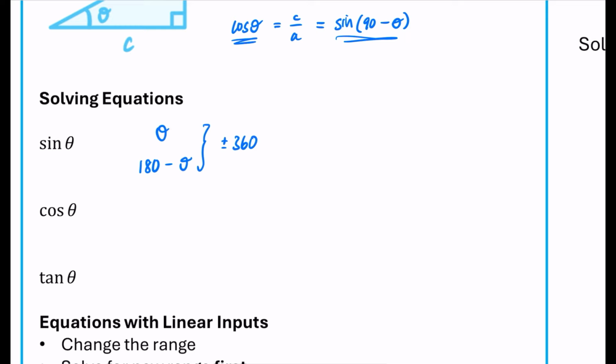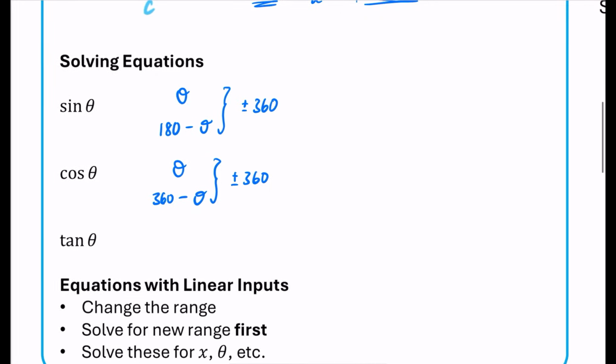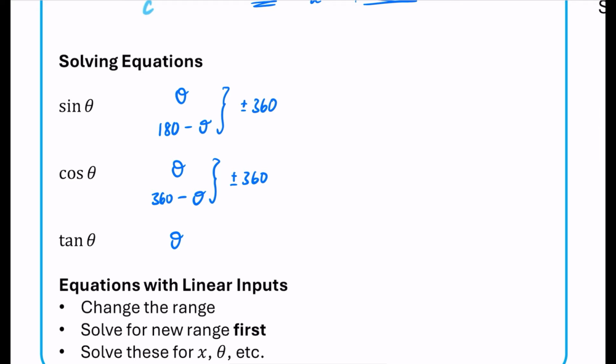Now, even if theta was negative, you would do 180 minus something, it'll be 180 plus something, and that's going to be your shortcut for finding your solutions for sine theta. For cos theta, you get the one from the calculator, and you get 360 minus theta, and then again, you can add or subtract 360 degrees to this one. Tan theta is the easiest one. You just get the theta from the calculator, and then all you need to do to that one is plus or minus 180 degrees to it.